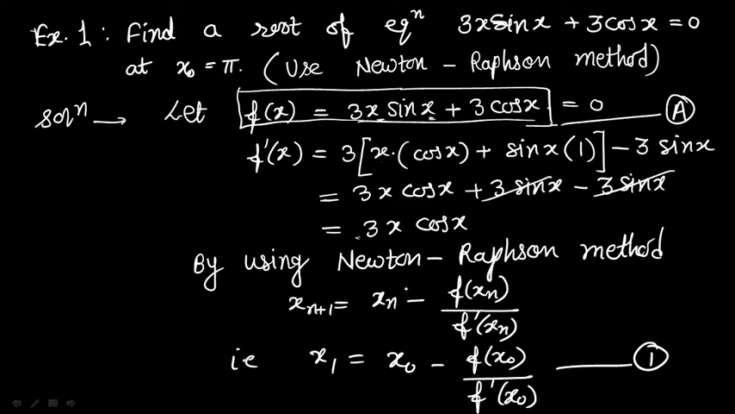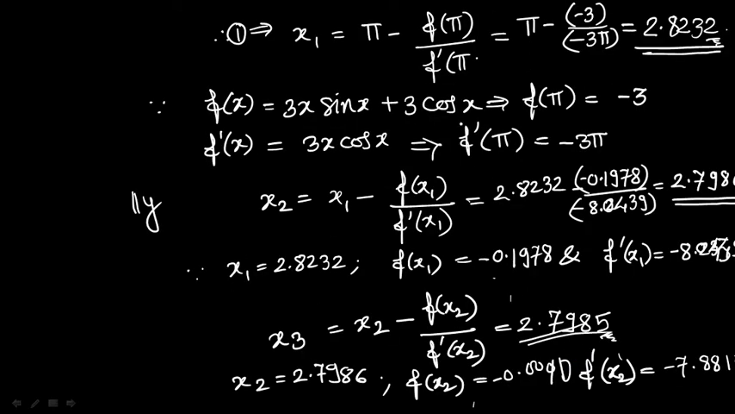Now by using Newton-Raphson method, xn plus 1 equal to xn minus f of xn upon f dash of xn. So here we are interested in finding the value of x1. This is the first formula. Substitute the values here. x1 equal to x naught equal to pi, therefore f of pi upon f dash of pi.